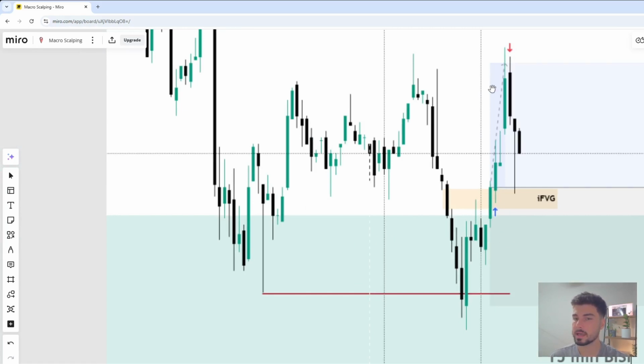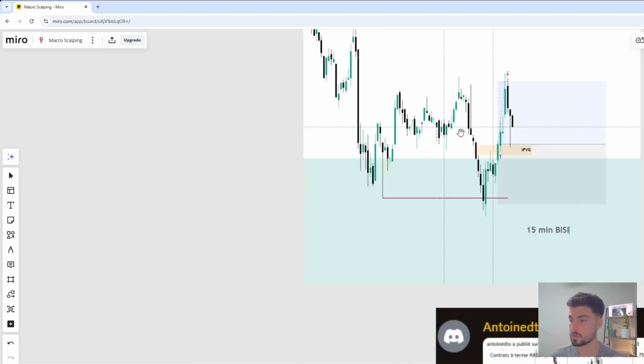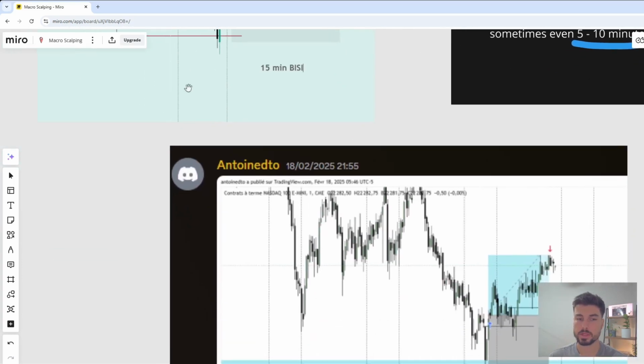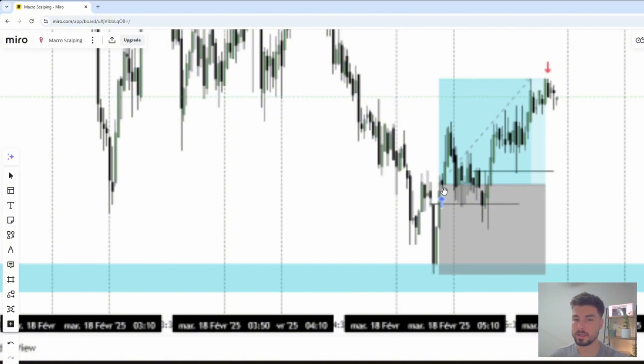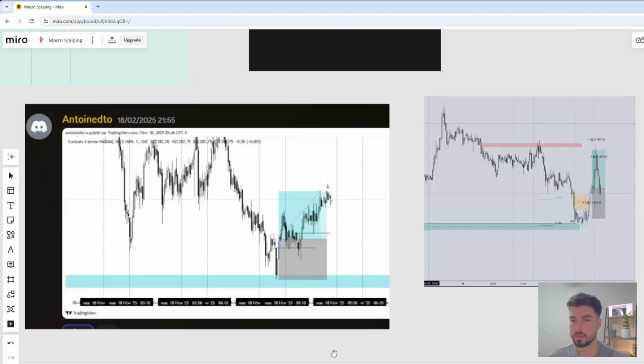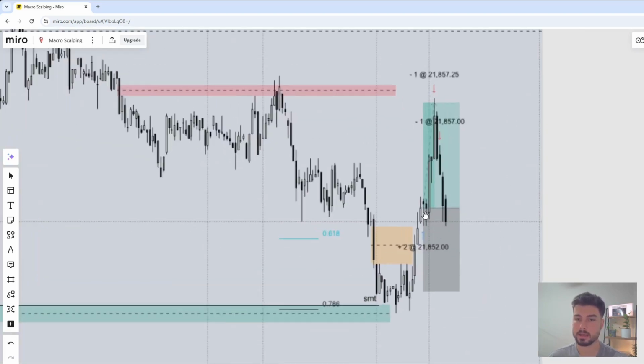I've entered here, taken my profits there. Notice how quick the TP is. Entry, 1, 2 candles, 2 minutes, right? This person here from the premium Discord, if you're watching this great trade, here's the macro. You can see they've entered here, TP over here. Within 30, 40 minutes, you're out of the trade. Another person here, again, entered here, out of the trade here within 5-6 minutes.